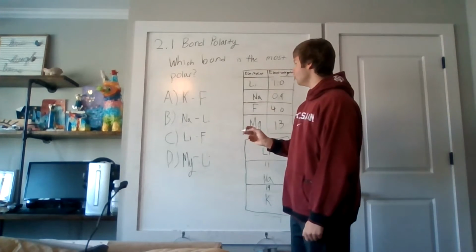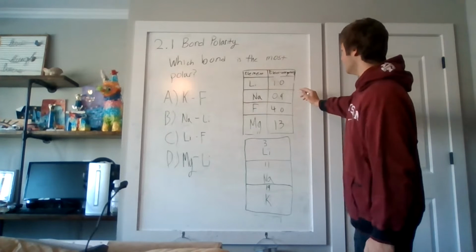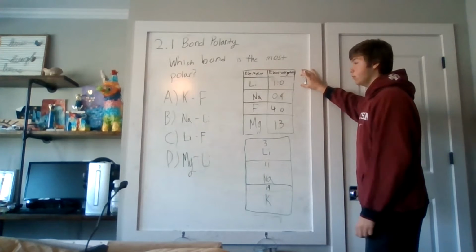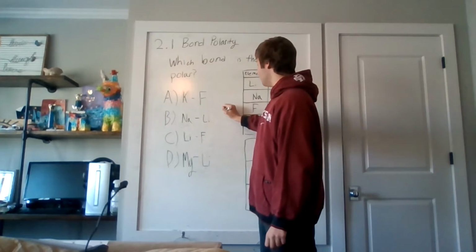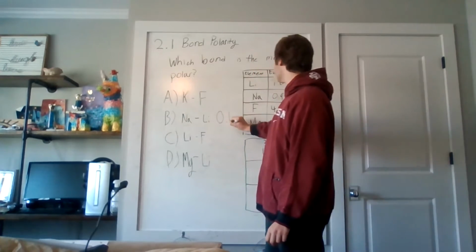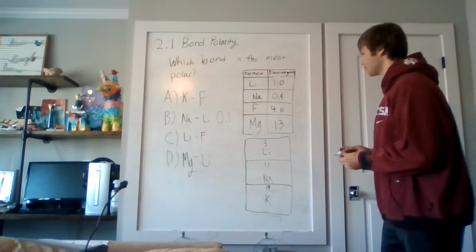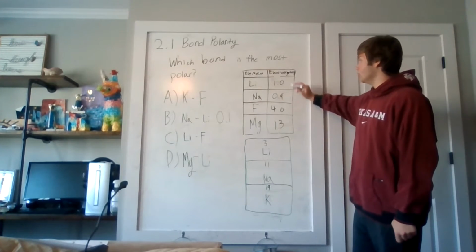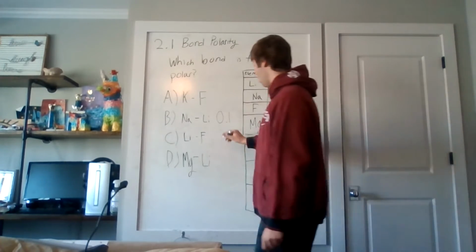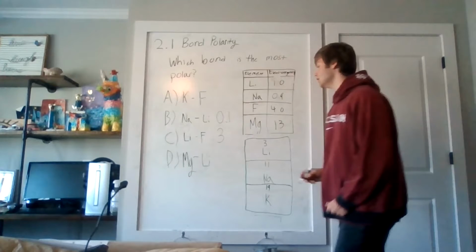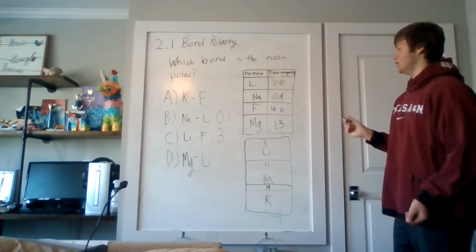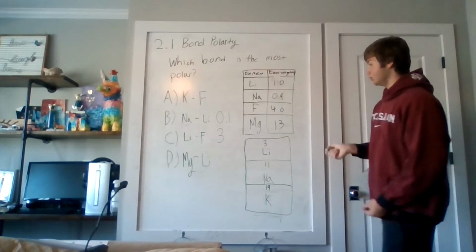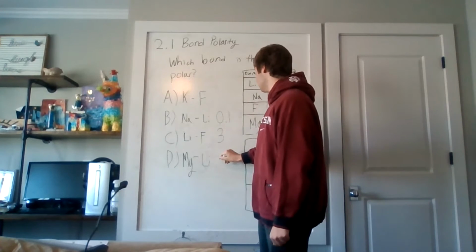So with sodium lithium, sodium has an electronegativity of 0.9 and lithium has an electronegativity of 1.0. So the difference is going to be 0.1, so it's not going to be very polar. For lithium fluorine, the difference is going to be 4.0 and 1.0, and that's going to be a whopping 3. For magnesium lithium, it's the difference of 1.3 and 1.0, so we're going to get about 0.3, so not that much again.